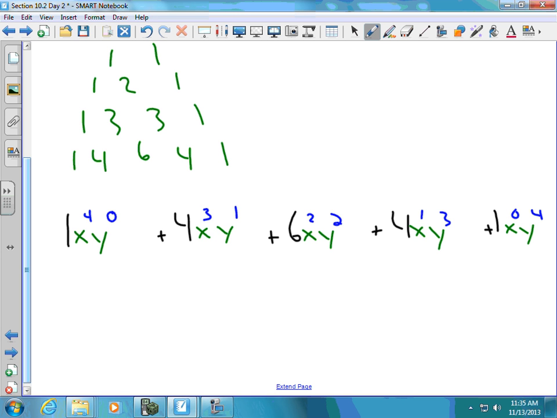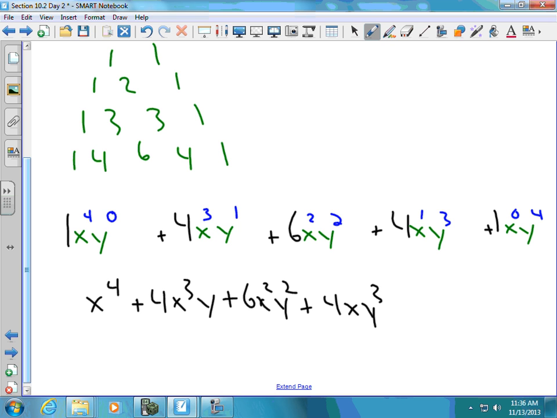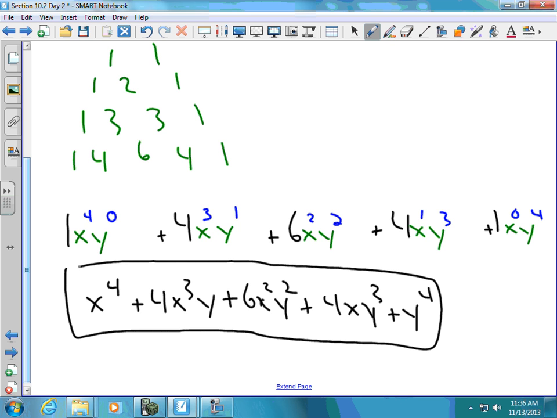Some of them are going to be able to be simplified more than others. For this polynomial, we can see that y to the 0 is just 1. So this is 1x to the 4th plus 4x to the 3rd times y plus 6x squared y squared plus 4x y cubed plus, once again, 1 times x to the 0, which is 1, times y to the 4th. So we have just expanded (x plus y) to the 4th without doing any FOIL or any table method.